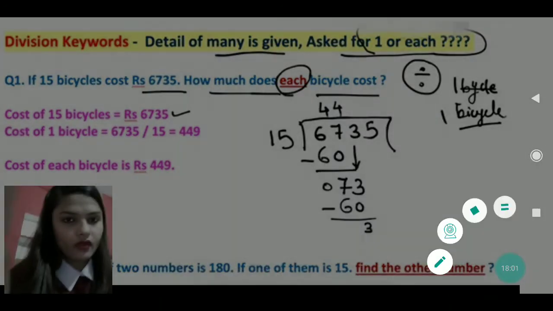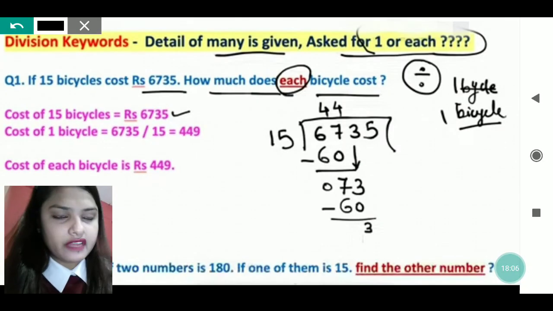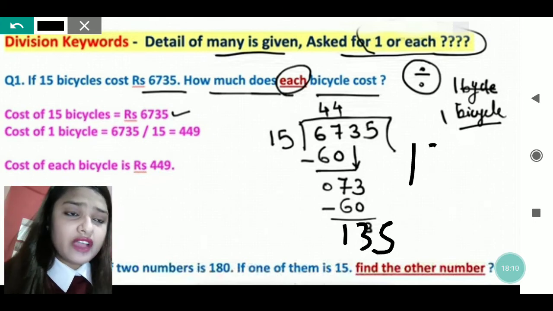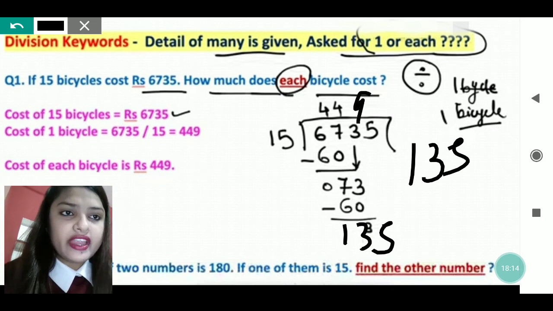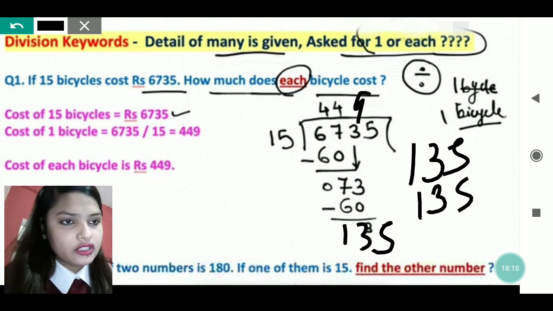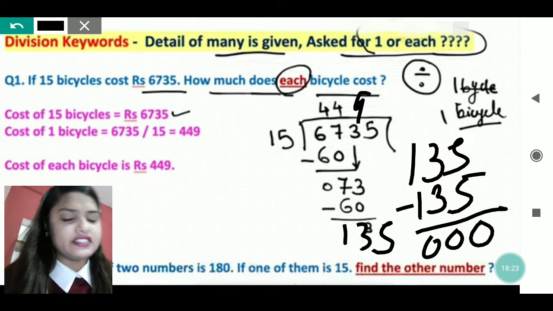So yes, students, we were talking about 135 divided by 15. 135 is divisible by 15 in how many times, my dear? In 9 times. You can read out the table of 15, 9 times, and you will get 135 exactly. So you will write that just below 135, and you will subtract here. Then you will get 0.